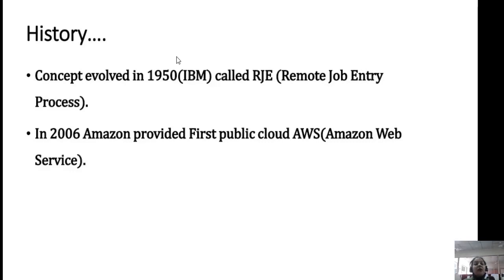Now, in 2006, dear students, after a long time, Amazon came to the front and published their very first public cloud, which is known as AWS, that is Amazon Web Services.